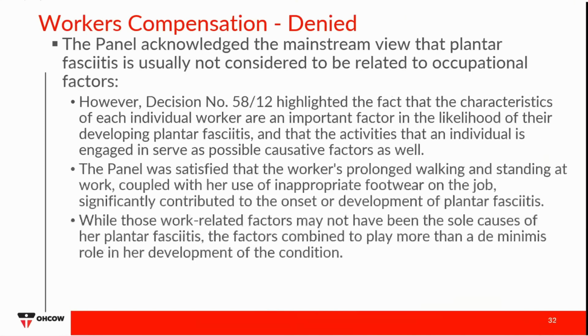So in this case, the requirement for the footwear was part of the job, and the footwear was provided by the workplace. The fact that they could demonstrate that the footwear was inappropriate and the worker kept requesting proper footwear, these factors were enough to satisfy the panel that there was some work-relatedness. So they basically said, while work-related factors may not have been the sole cause of plantar fasciitis, the factors combined to play more than a de minimis role, so more than a minimal role in developing plantar fasciitis.